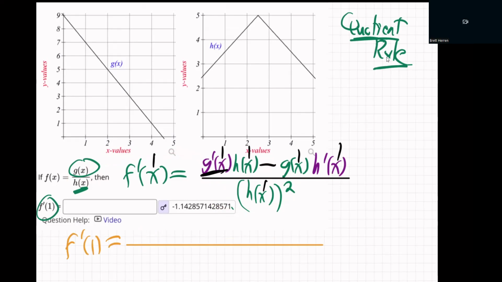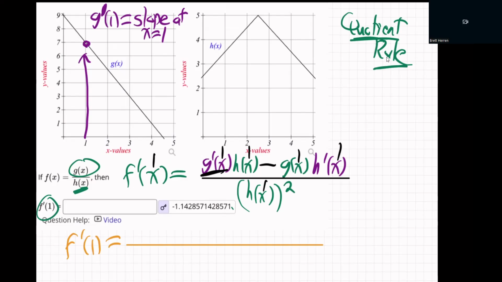Oh, good question. What in the world is g prime of 1? Well, here's the g graph, right? So what's g prime of 1? G prime of 1 equals the slope at x equals 1. So right there, the slope, the steepness. Remember, primes are slopes. The derivatives, they're slopes. So what's the slope right there?